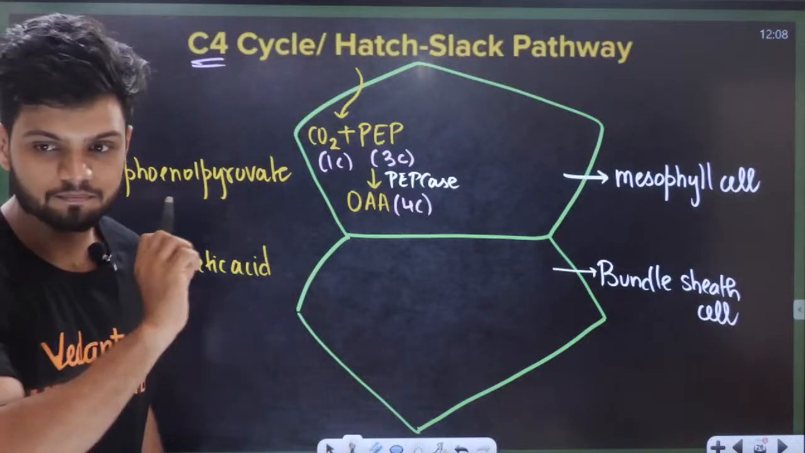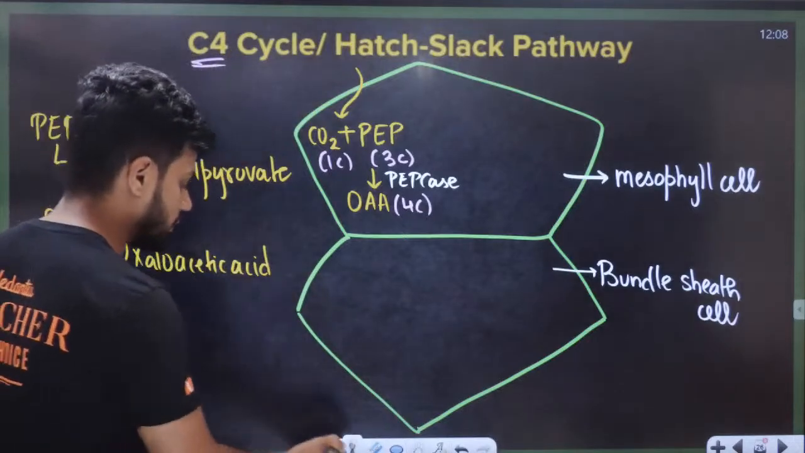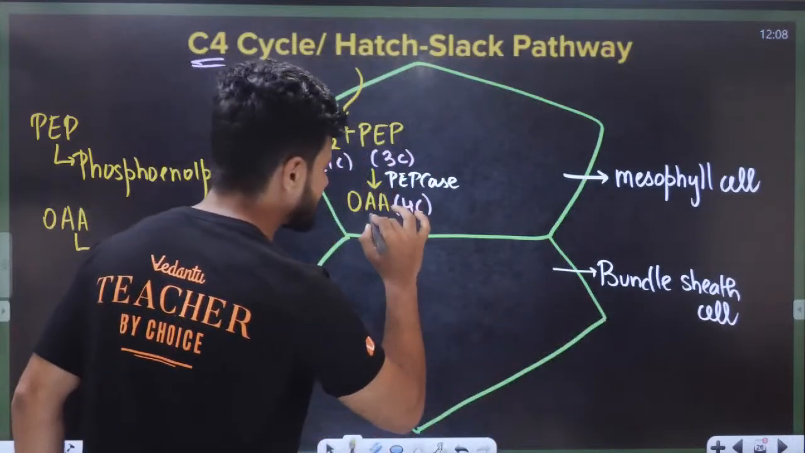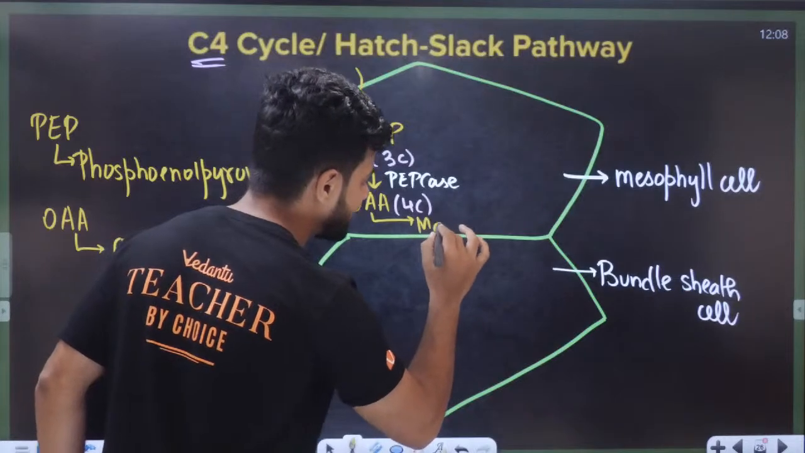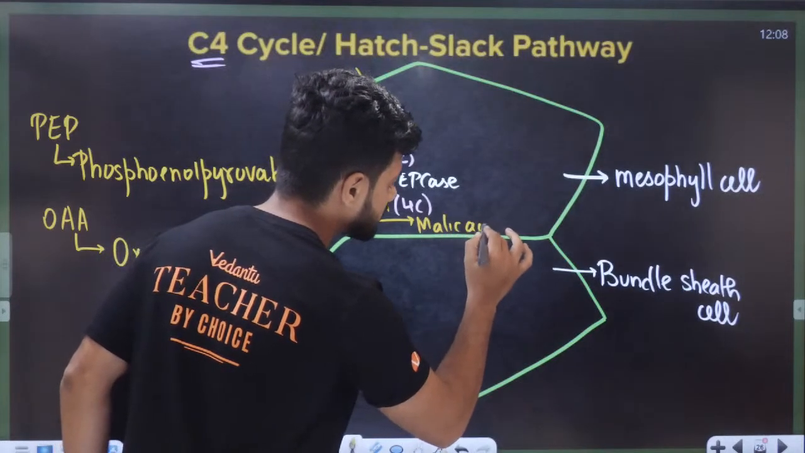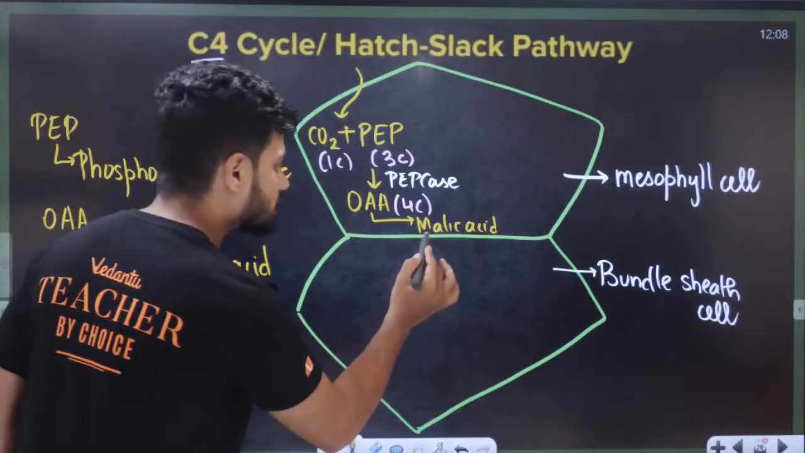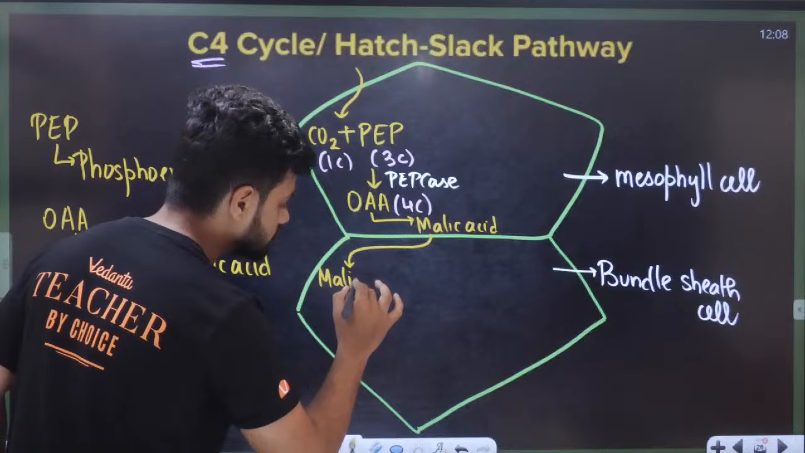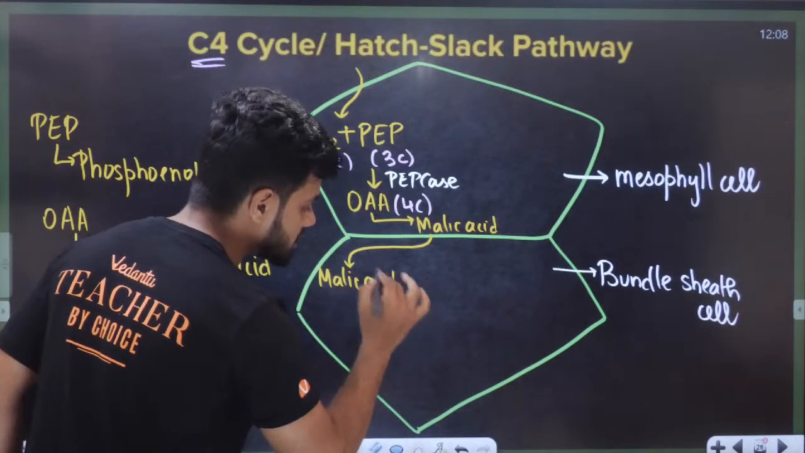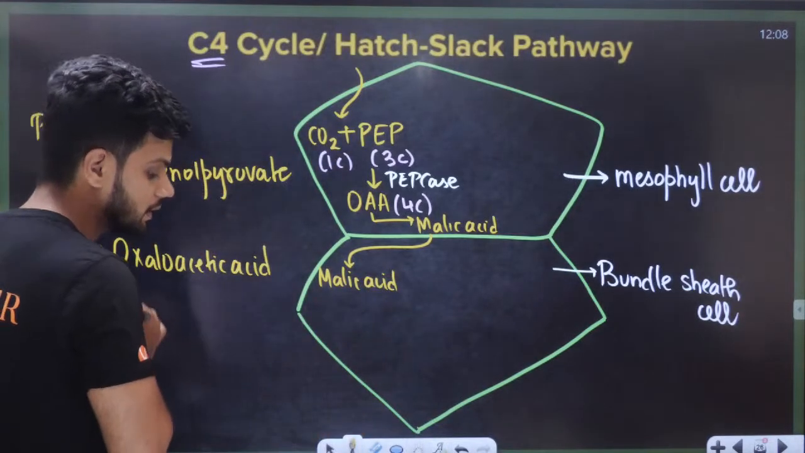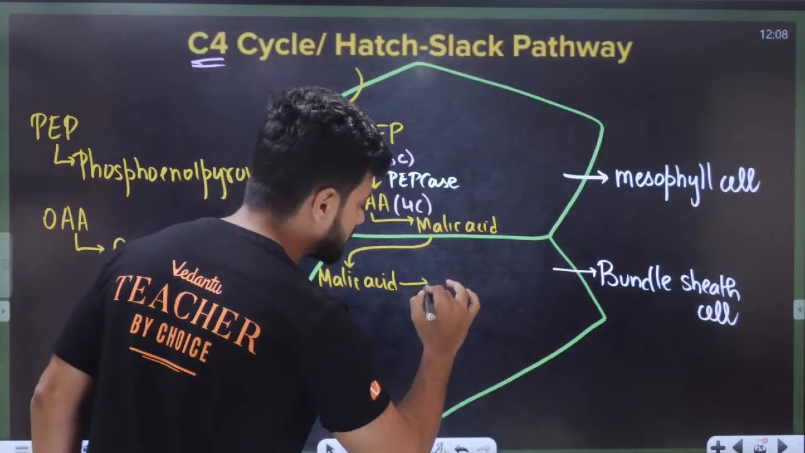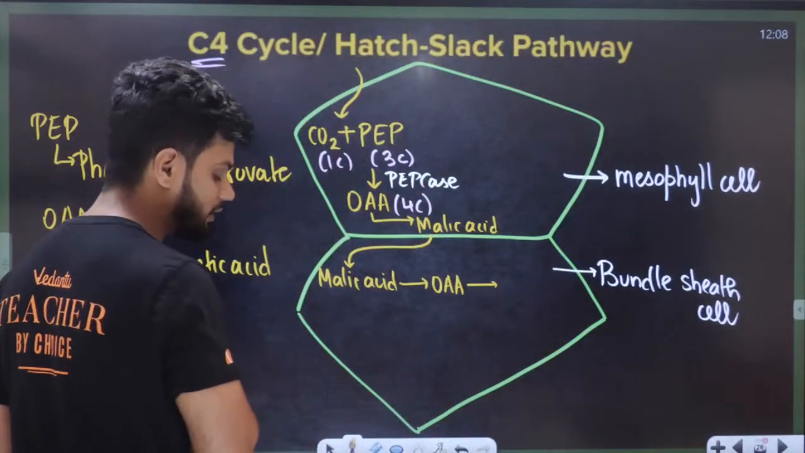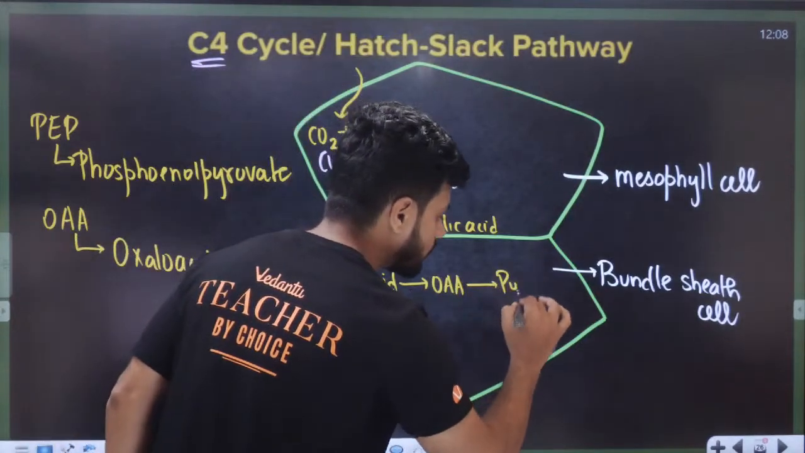Okay, done. Now students, understand very carefully. This is a very crucial step. Oxaloacetic acid is converted to something called malic acid, and malic acid is transported into the bundle sheath. Now here malic acid gets converted to OAA again, and then back to pyruvic acid.